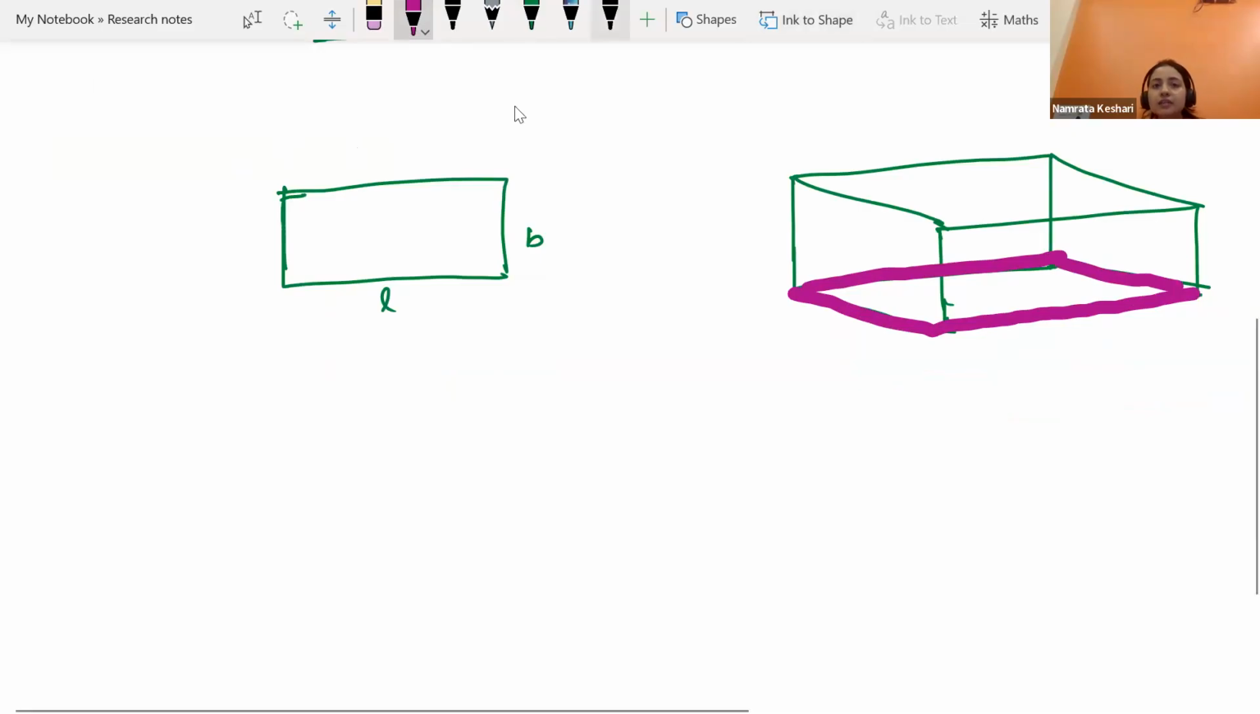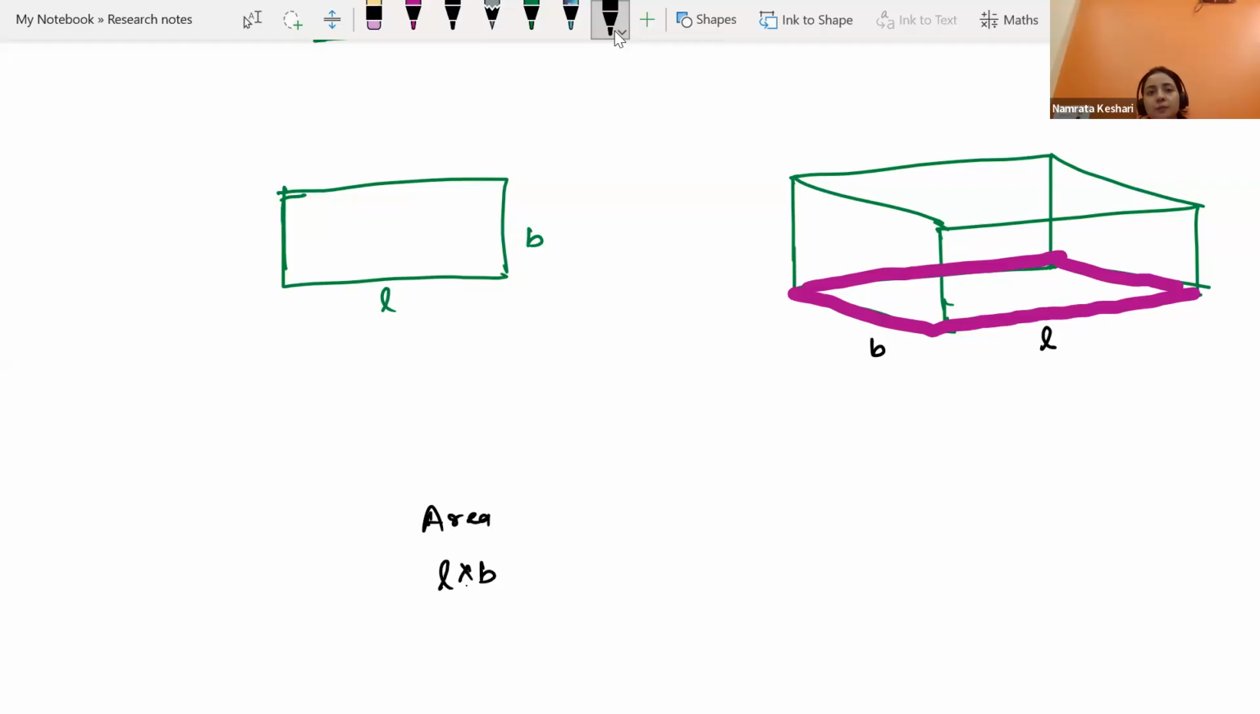If we try finding the area of this rectangle, we know a length is there and a breadth is there. So do we want to say length into breadth? Yes. This purple colored rectangle will have a length and a breadth, and the area will be length into breadth. Is it clear so far to everyone? Yes. Okay.